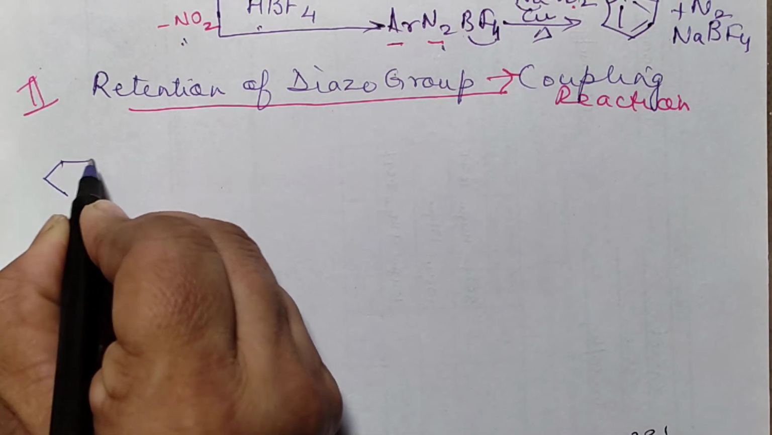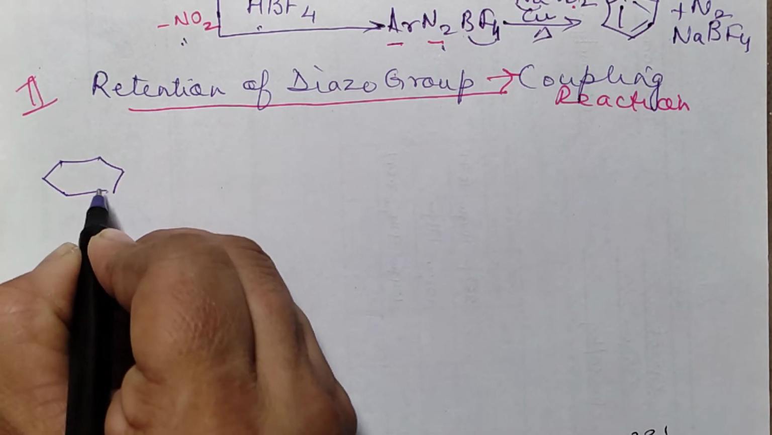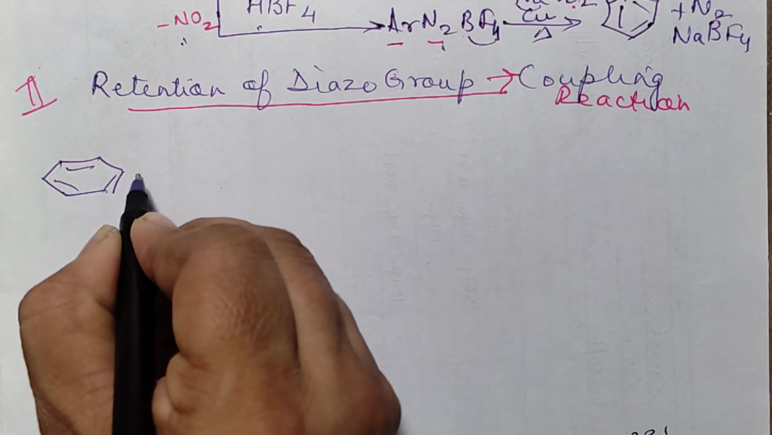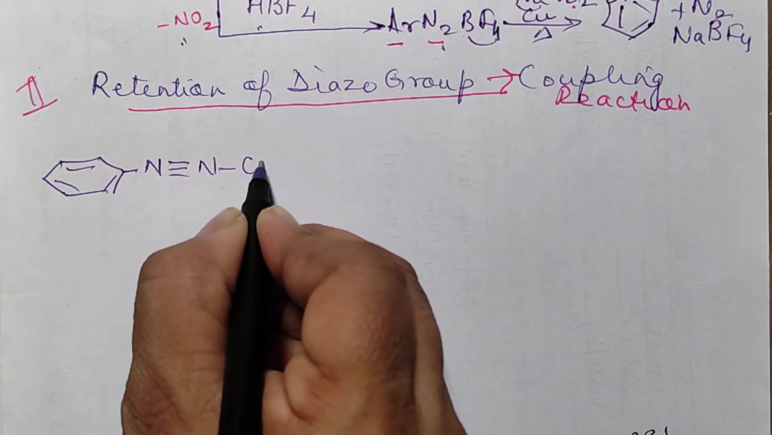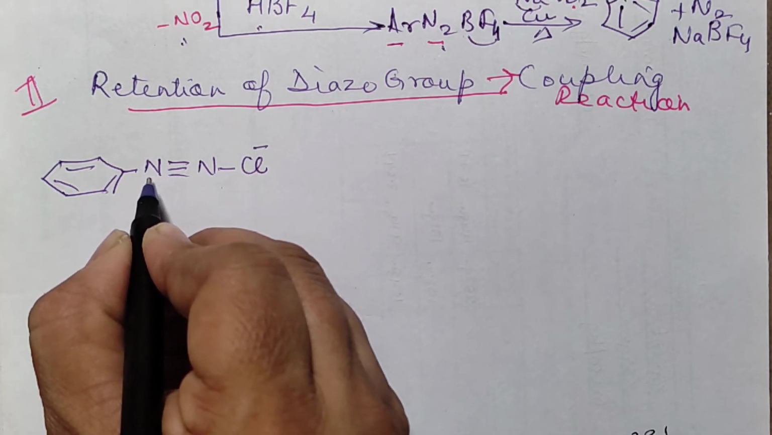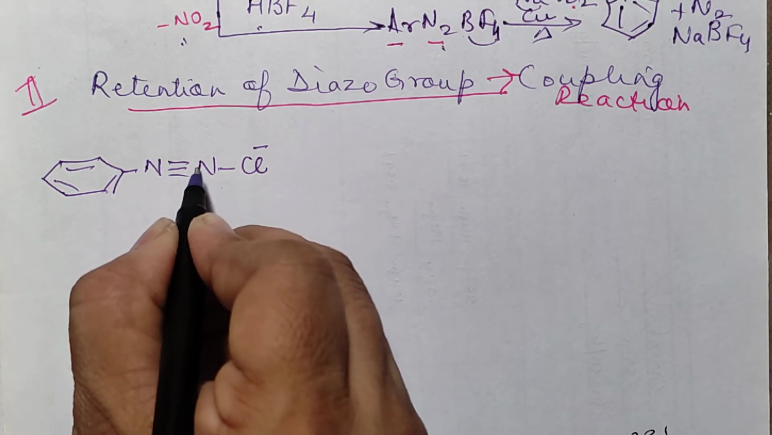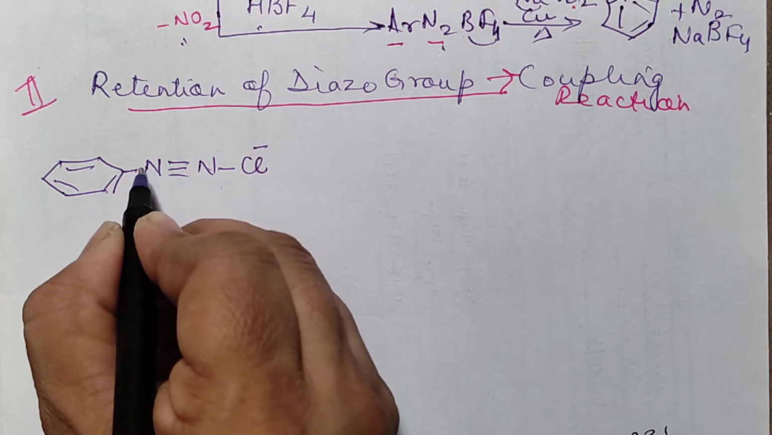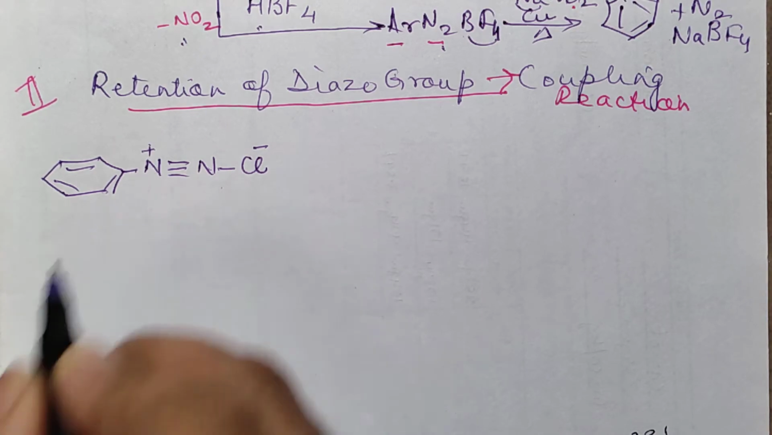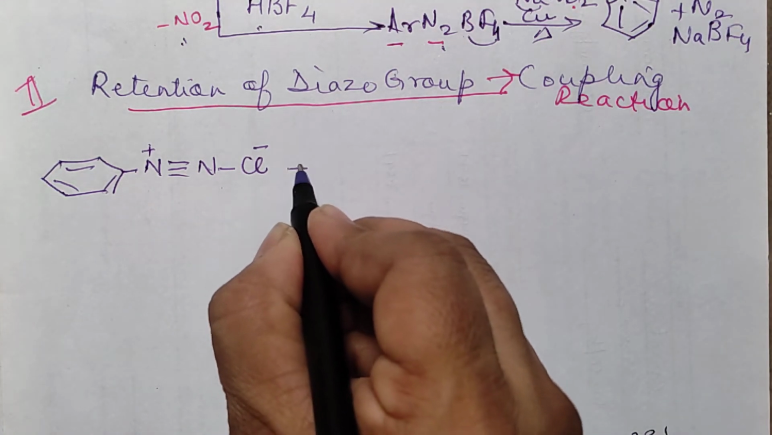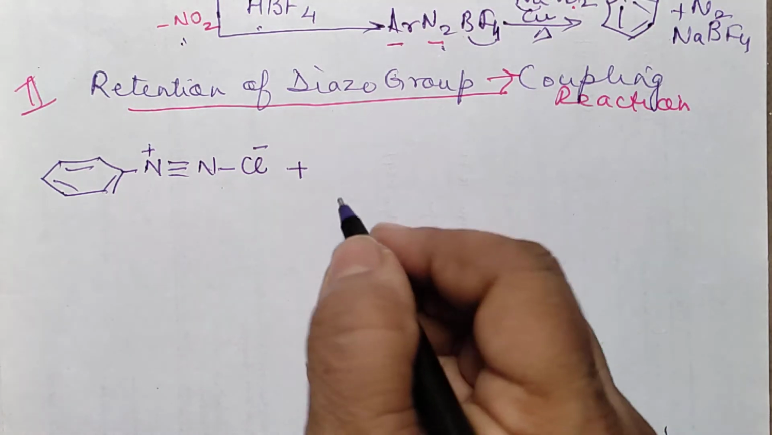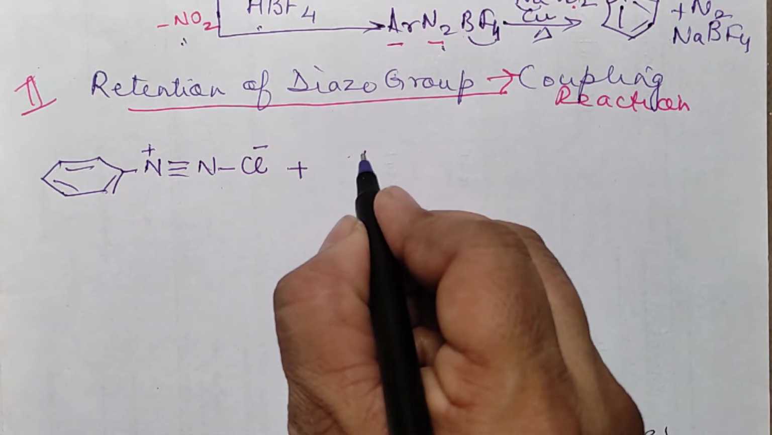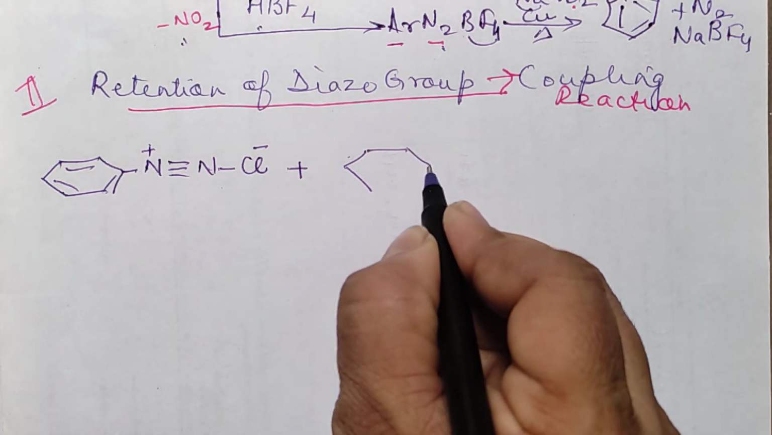Okay, let me write down. You have only two reactions in this category. This is diazonium halide I have written. It is minus. Which nitrogen will have the positive charge? This one, not the one adjacent to Cl. This one will have positive. Now, this is to be treated with either phenol or with aniline. Actually, with both you have that azo dye being formed.